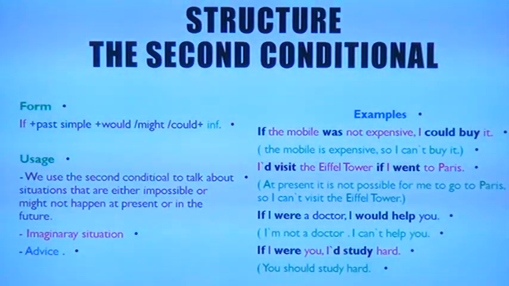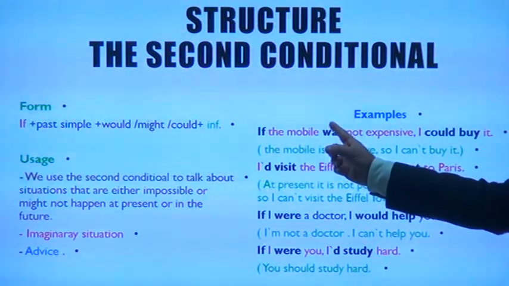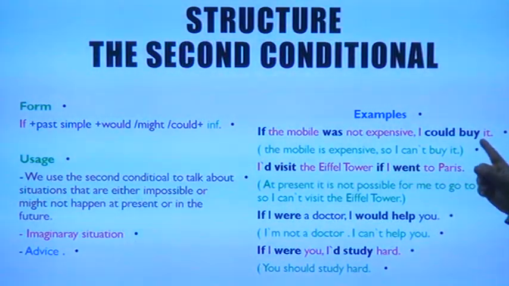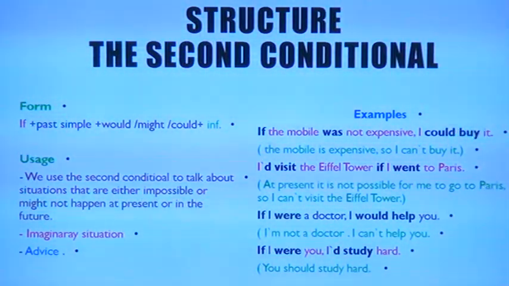Let's give some examples. If the mobile was not expensive, I could buy it. I pronounce it mobile, not mobile. If the mobile was not expensive, I could buy it. Was is the past simple of the verb to be, then would, could, buy. You can use could, would, or might buy it.